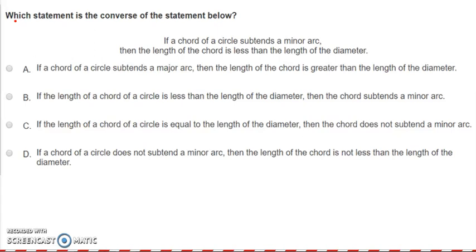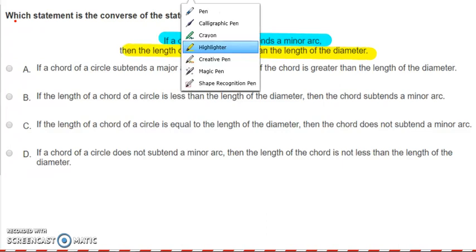Going to go over the Unit 1 geometry test. So, number 1, which statement is the converse of the statement below? If the chord subtends a minor arc, then the length of the chord is less than the length of the diameter. Well, I know converse just means I switch the hypothesis and the conclusion. Here's my hypothesis, here's my conclusion. I'm just going to turn that sentence around.